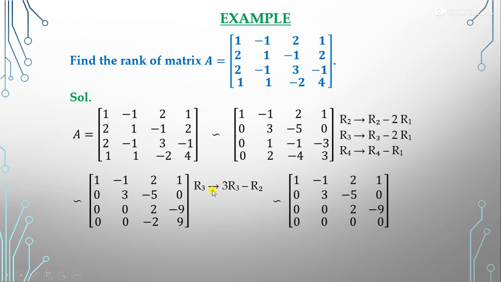So we take the operation, the change in R3 is 3R3 minus R2. If we do this, 3R3 minus R2, we get 0 here. Similarly, for R4 to become 0, we can do 3R4 minus 2R2. If we do this, it becomes 0, right?